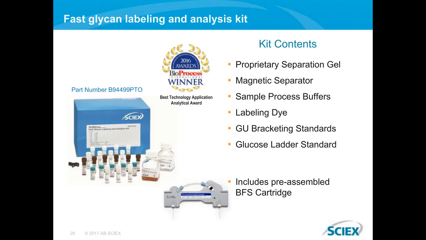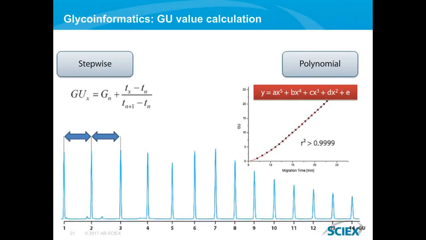Obviously, if somebody has dozens of samples, like 10, 20, something, then it's better to use a 96 well magnetic plate. It has all the sample processing buffers, the labeling dye, the bracketing standards which are necessary for the Glycoinformatics part, and even a glucose ladder standard to check the performance of the kit and the performance of the separation system. So I have been mentioning Glycoinformatics a couple of times because that's one of the key components of this new kit as well.